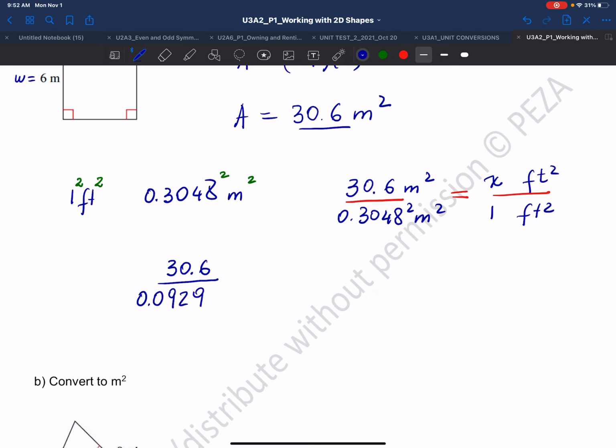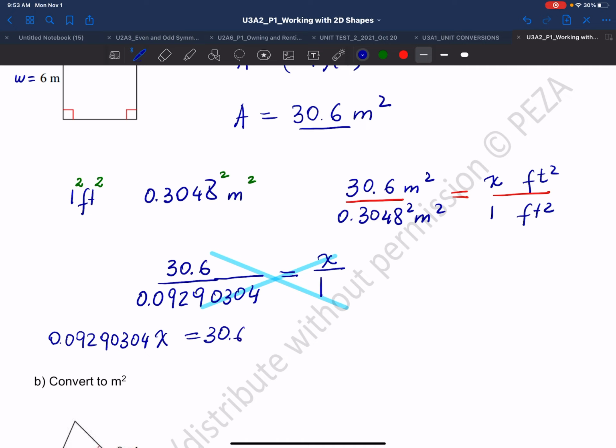So we have 0.09290304, but for some people this is more useful. It makes more sense, so you can do that. That's x divided by 1. And from here we simply cross multiply. I like to cross multiply first the numbers where x is located, which means these two, and keep them on the left side. So this will be 0.09290304x equals 30.6 times 1.